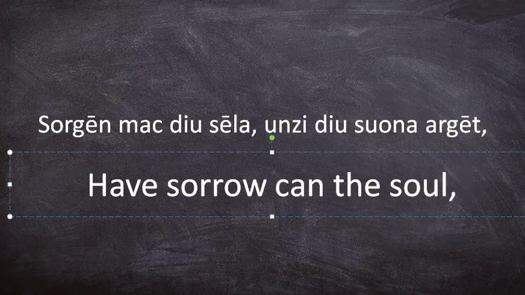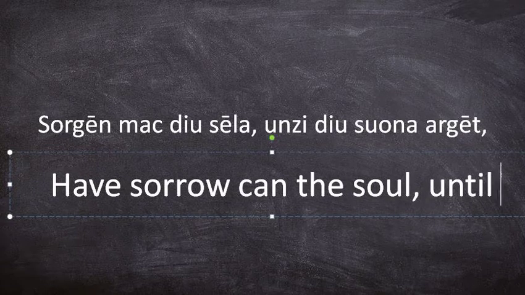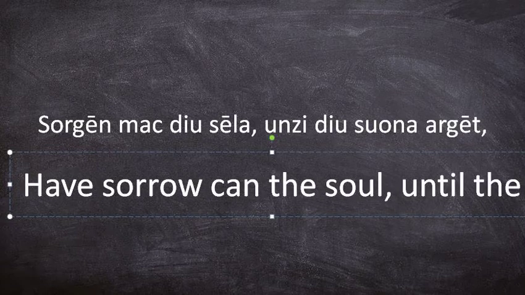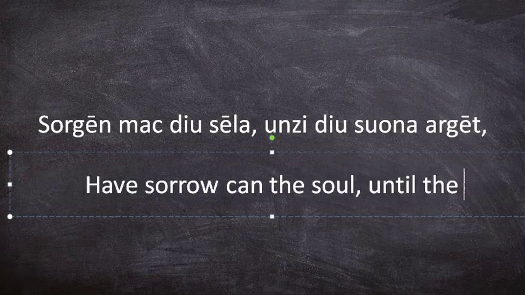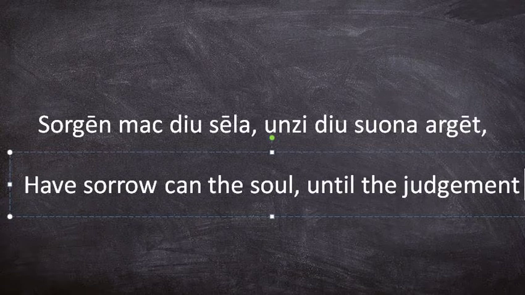And then we have unsi, which is until, the suona. Well, suona could be translated in a few ways. It could mean judgment or atonement, right? So I think we're going to do judgment here. And to move on, we have arget here.